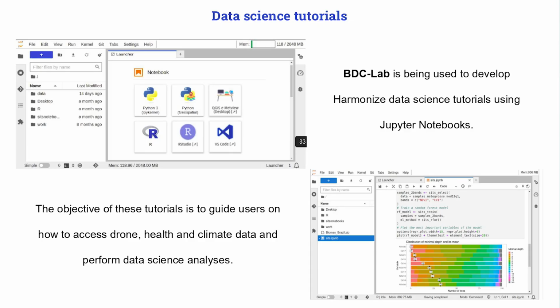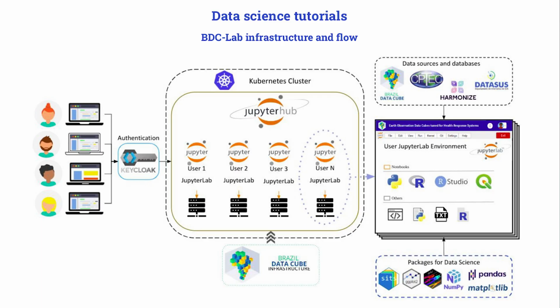The Brazil Data Cube Lab, the BDC-Lab, was developed using Kubernetes, so we deploy a machine with specific configurations based on the user requests, and then the user has their own interface with their own storage, memory, and CPU, so the user can process their data on the cloud and let it be processing while doing other things on their own machine. It's all based on authentication with Keycloak, an open source system for authentication.